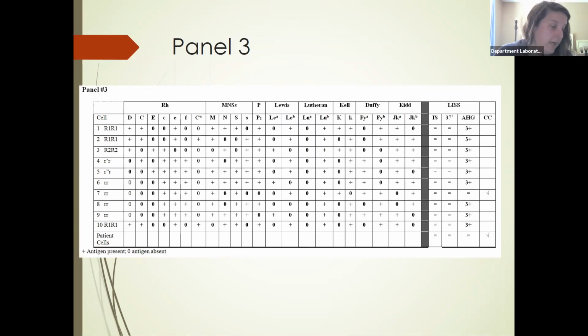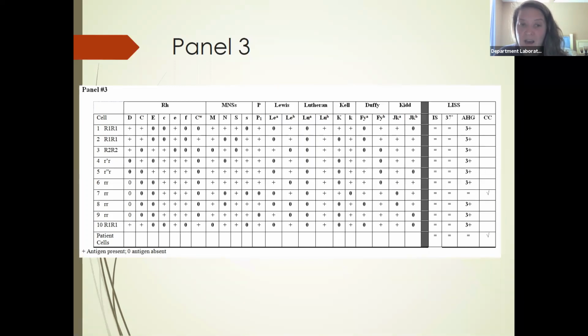Panel number 3, we have some initial spin reactions, we have 37-degree reactions and AHG. Notice that all of our positive reactions are occurring in the AHG phase of testing. Notice that they are all the same reaction strength. So in this event, we suspect one single antibody that is present on all of these cells.